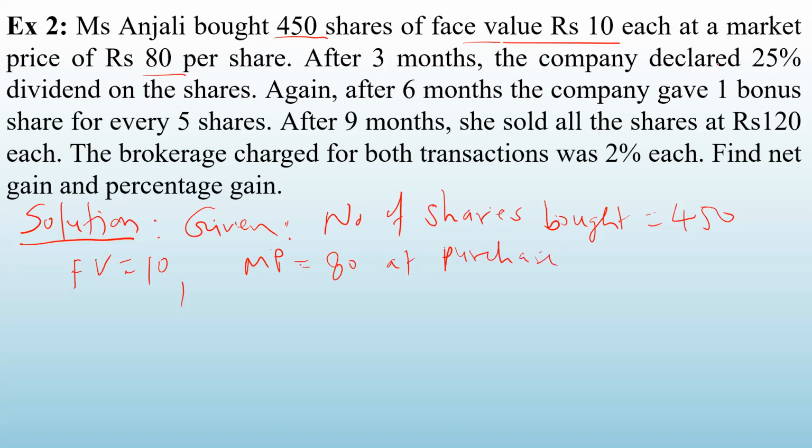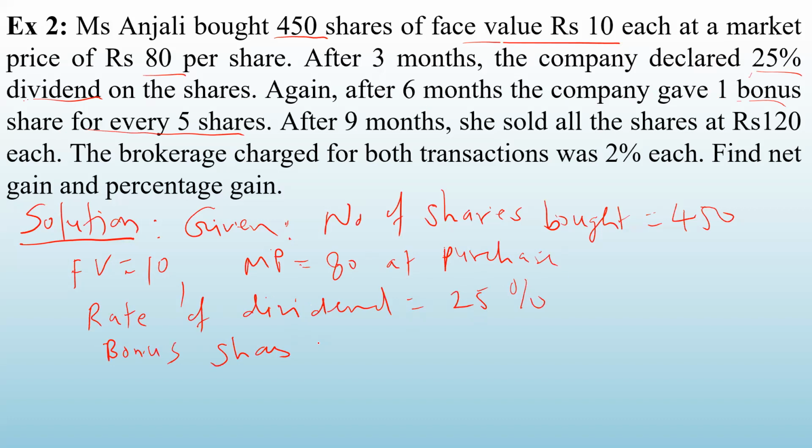Then after 3 months, the company declared 25% dividend. So you are also given the rate of dividend. How much is the rate of dividend? It is 25%. After 6 months, the company gave 1 bonus share for every 5 shares. So how is she getting the bonus shares? Bonus shares are issued in what proportion? 1 for every 5, that is 1:5. This is the ratio.